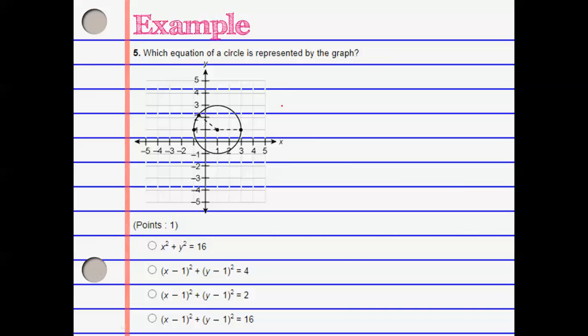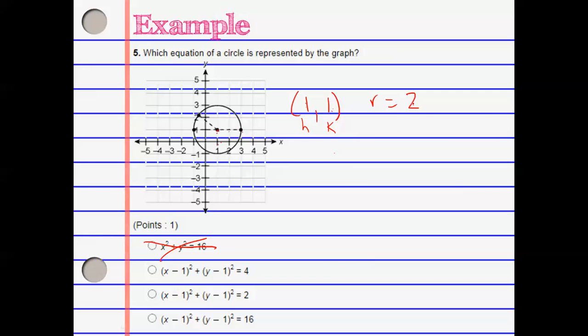Here it says which equation of a circle is represented by the graph. So what we want to do first here is find the center, right? Here's our center point. Okay, the center is at 1, positive 1. And if we look here, our radius is 1, 2. So remember, our signs have to be opposite, right? Because our formula is x minus h and y minus k. So this is going to be x minus 1 squared plus y minus 1 squared. So we know it's not that one, and the rest of these are correct.